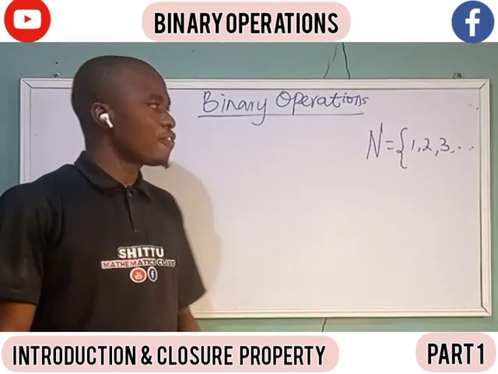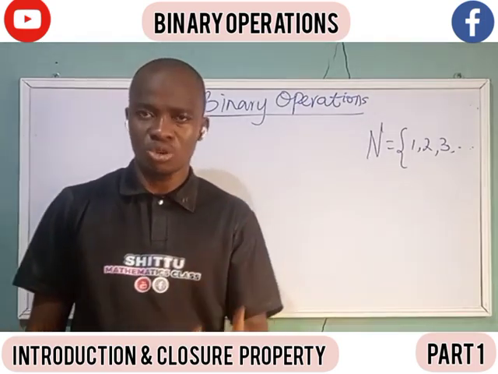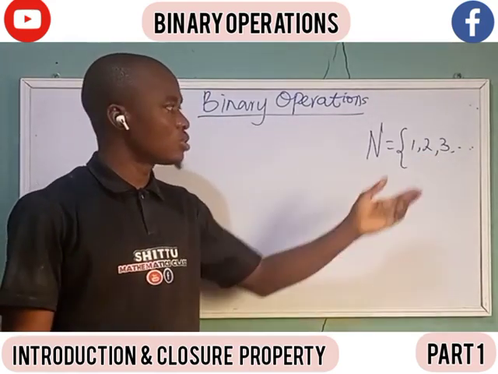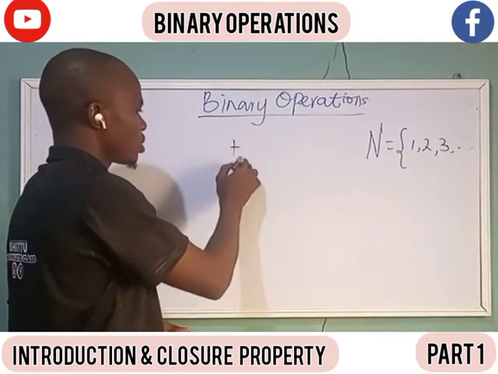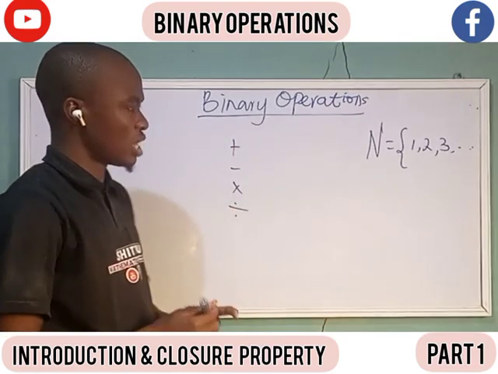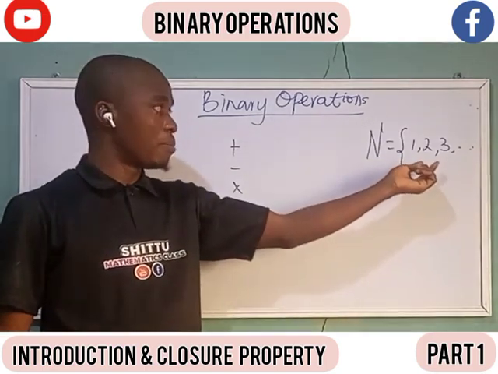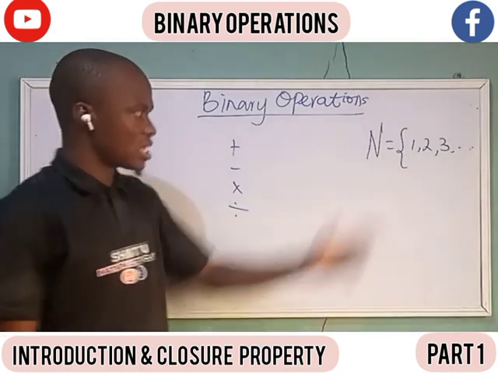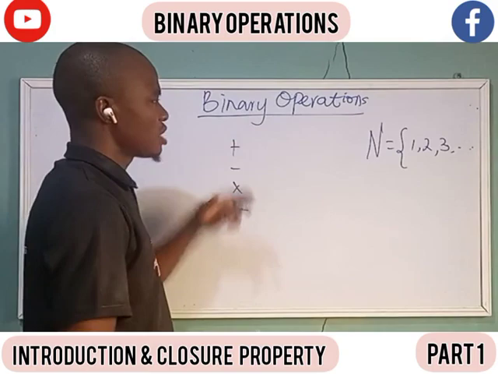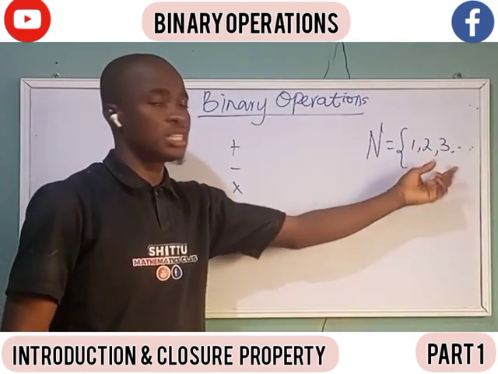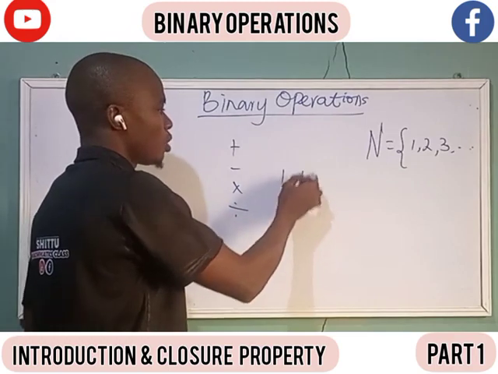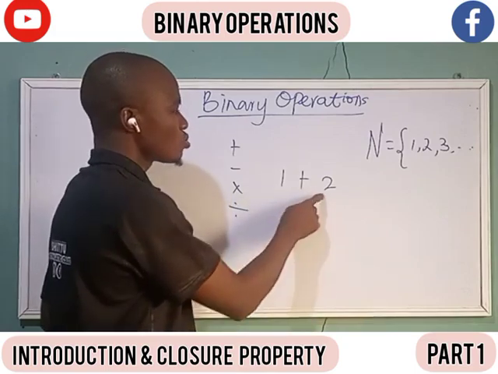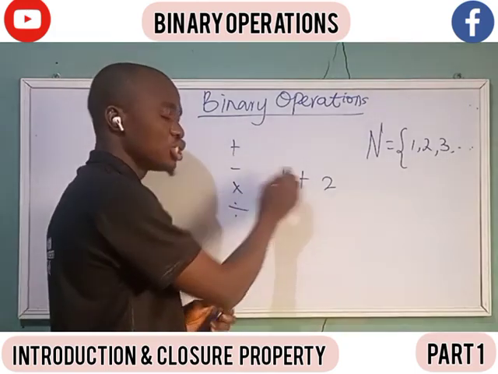If you want to apply addition, subtraction, or multiplication, we only apply them on the members of N, that is, members of the natural numbers. For example, if I want to apply addition, definitely I must carry at least two of these members. Let's say I have 1 plus 2. You can see that we have 1, we have 2. Now we want to combine the two. That's why we use this operation.